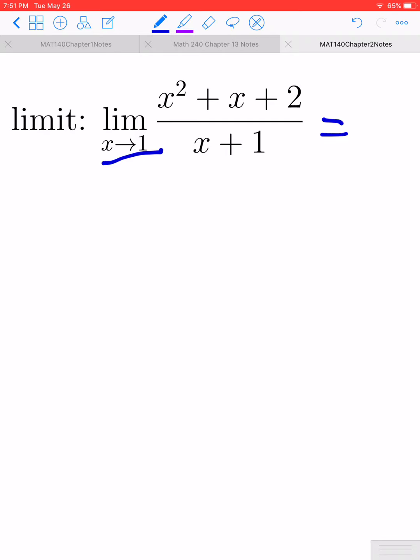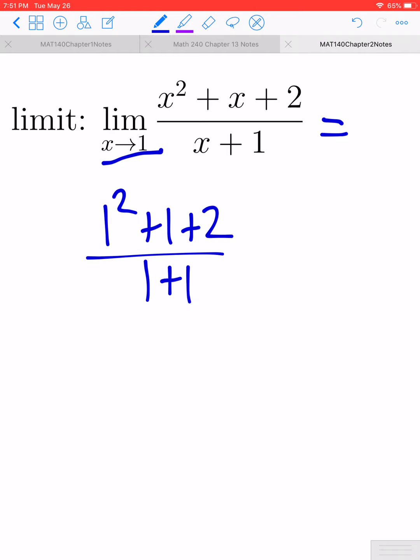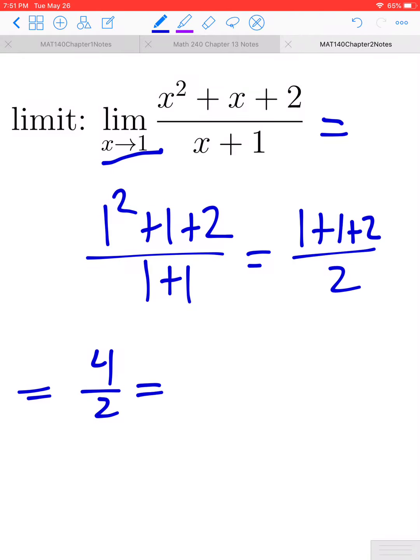Everywhere we see an x, let's put 1. This is going to be 1 squared plus 1 plus 2, divided by 1 plus 1. This is going to be 1 plus 1 plus 2 over 2, which is equal to 4 over 2, which gives us an overall limit value of 2. So the limit as x approaches 1 of this rational function is equal to 2.